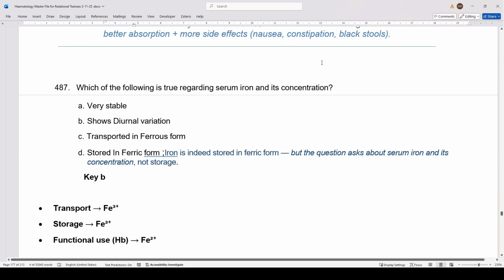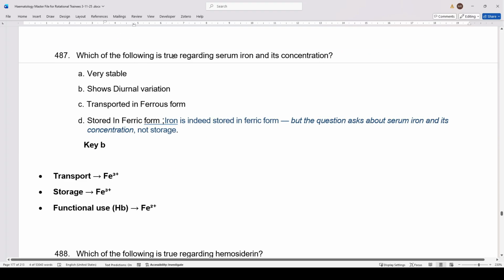Which of the following is true regarding serum iron and its concentration? It is very stable? No, serum iron is not stable. It shows a diurnal variation. It is more in the morning and reduced in the evening. And transported in the ferrous form? No, it is transported in the ferric form when it binds with the transferrin protein.